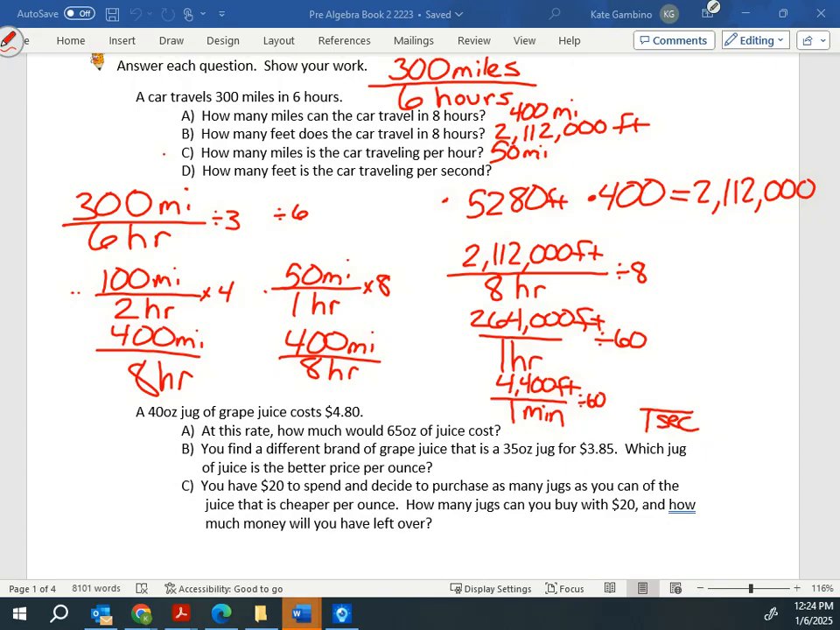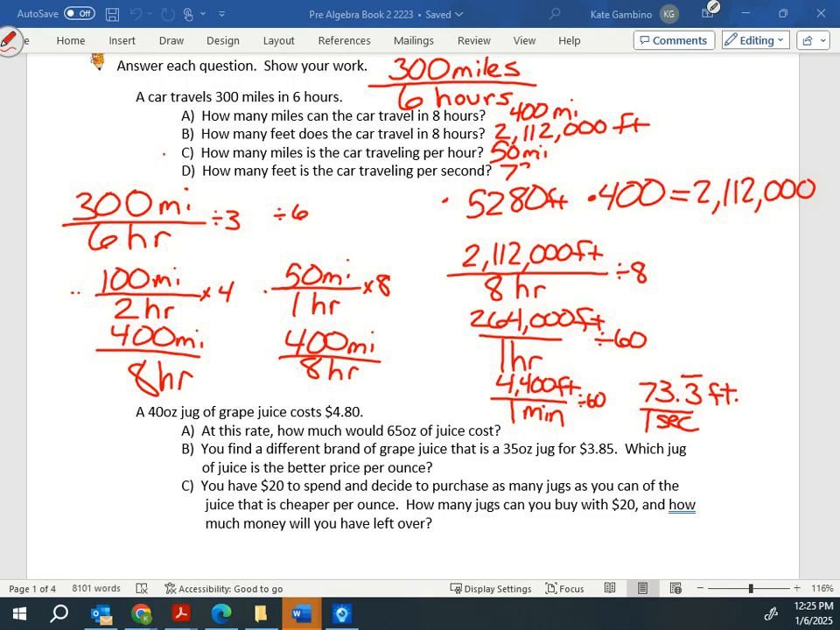No, I'm sorry, I thought you were just gonna tell me. 73.3. I'm gonna put a repeating sign above it, because that 3 keeps on going. You could round it to 3, you could just put 3. So, there's 73.3 feet per second. My question is how many feet is the car traveling per second? I can answer it now, right? I just had to work my way down to it.